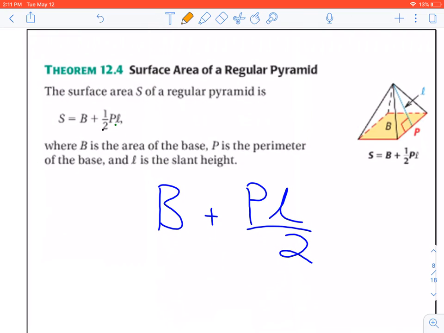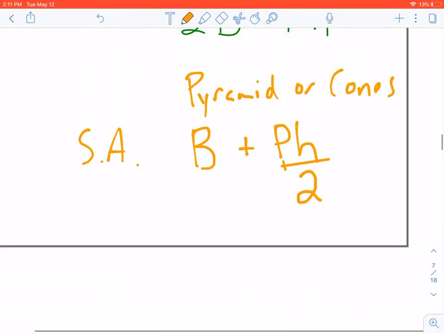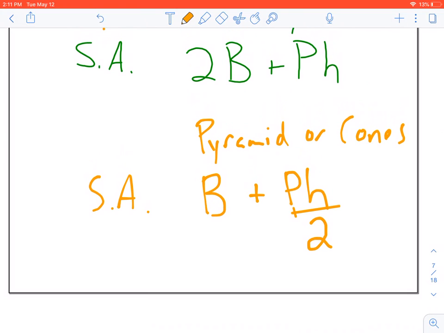Area of the base plus, now they call it 1/2 the perimeter times the slant height. Ooh, did I make that change? I did not. That is my fault. That should not be an H. Remember, perimeter times the actual height we want is known as our slant height. That height coming down the side of your pyramid.